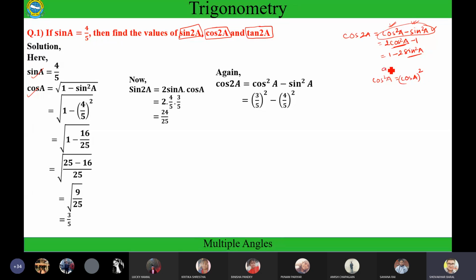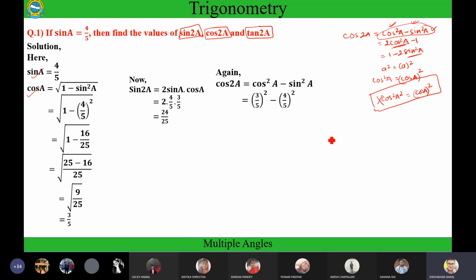Just like a square is a whole square, similarly here cos square a means cos a whole square. Don't get confused with these things. In trigonometry, only the ratio is squared, not the angle. So this is trigonometric ratio which does not follow the basic algebraic relations. It is not the same as algebra.